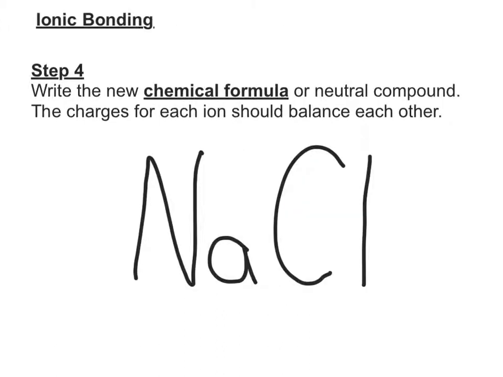We're on the final step 4 for ionic bonding. We're going to write the new chemical formula, or the neutral compound, which is just NaCl without the charges, because the charges for each ion should balance each other out. So the +1 charge for sodium balances out with a -1 charge for chlorine to become a neutral compound.